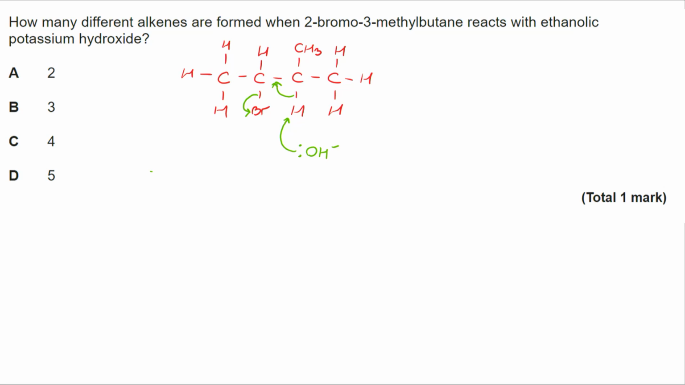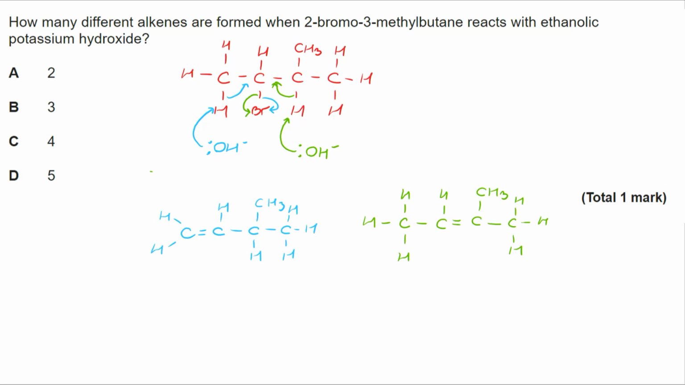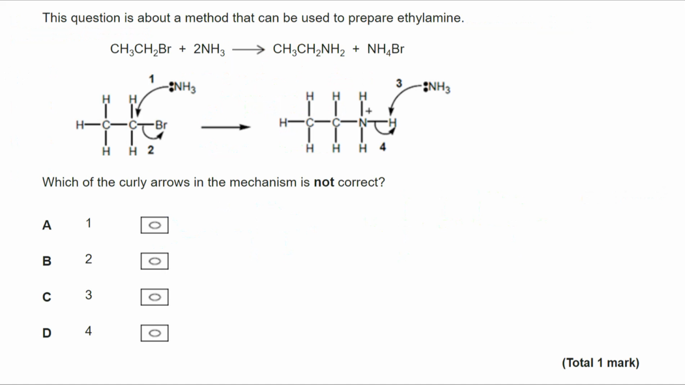And that's a perfectly valid mechanism. But so is this. This is the OH minus instead attacking the H on the other side of the bromine, on the carbon adjacent but to the left rather than to the right. Now that will lead to 2 different alkenes being formed. So the correct answer is A. Next question.